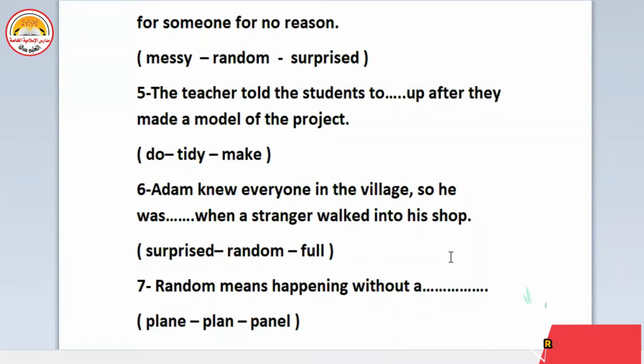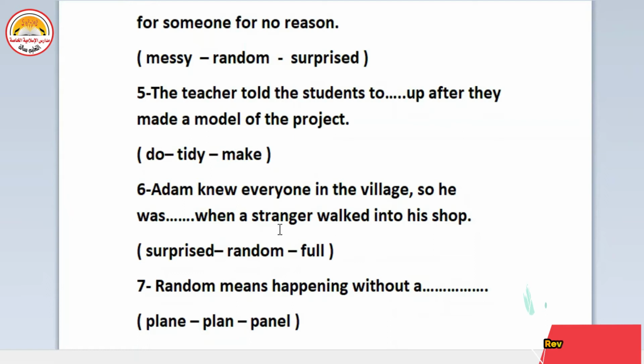Adam knew everyone in the village, so he was surprised when a stranger walked into his shop. Very good, Hannah. Thank you. It's correct. So here, number six: Adam knew everyone in the village, so he was surprised when a stranger walked into his shop.